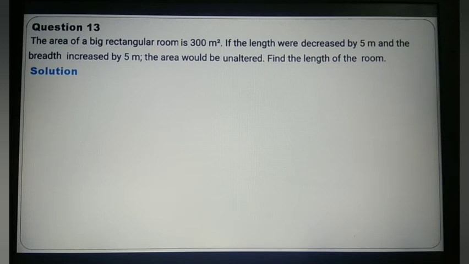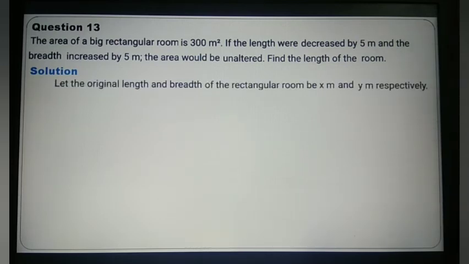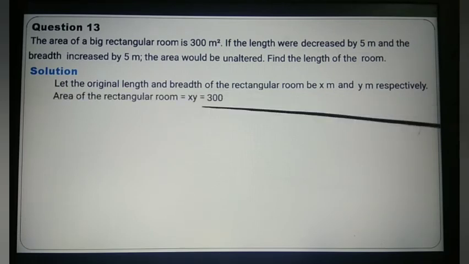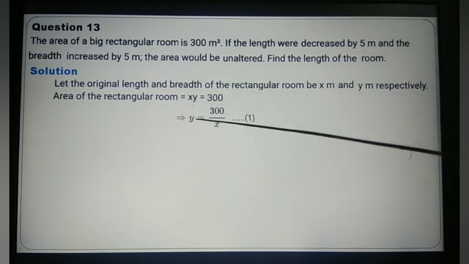Okay, so let me call the length x and the breadth y. Fine. So let's calculate the area. The area is given by xy. X into y will be xy. That is, xy will be equal to 300 because the area is given to be 300. So from here let me calculate y. So y will be 300 by x. Fine, let me call this equation 1.